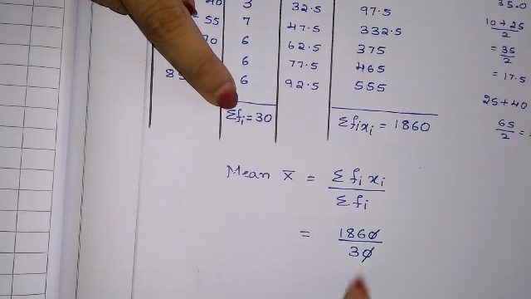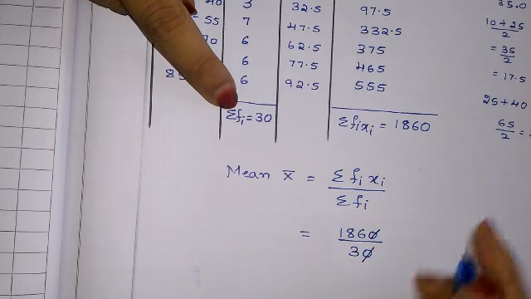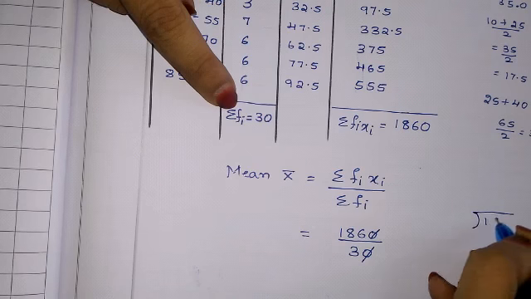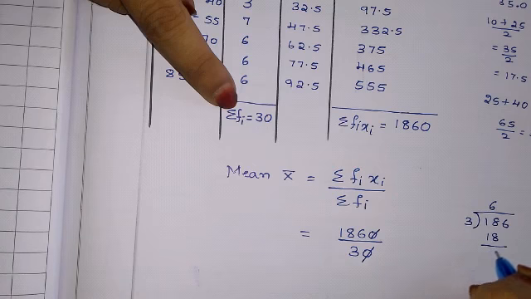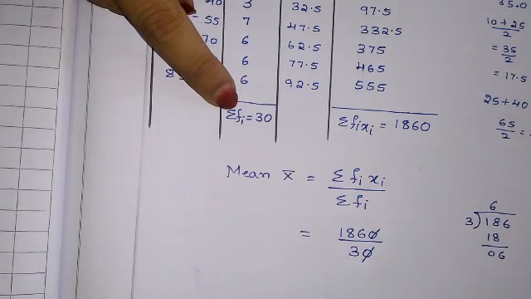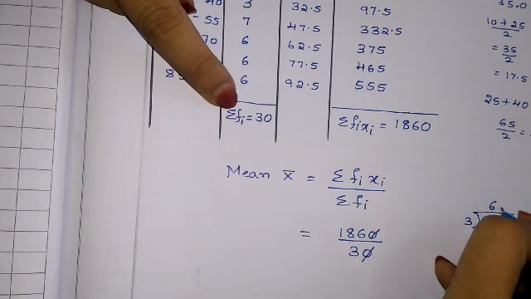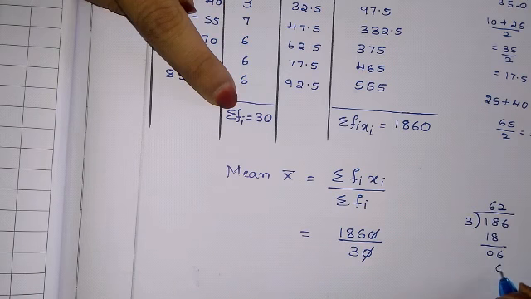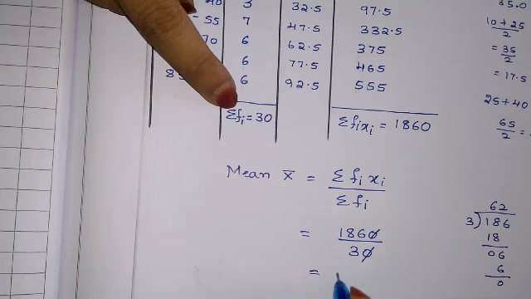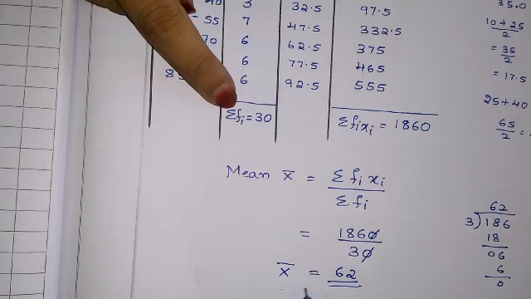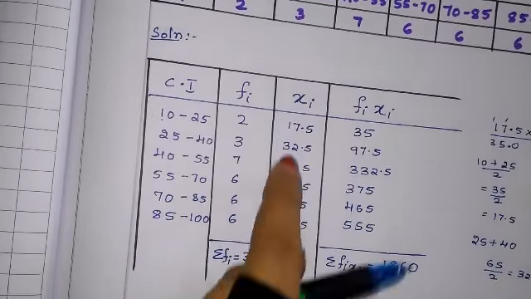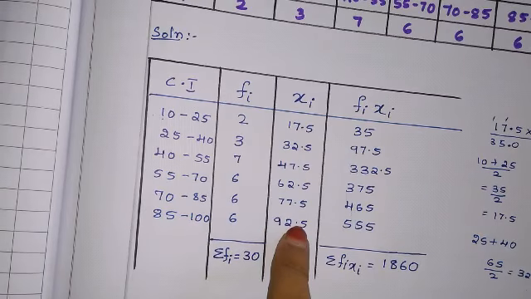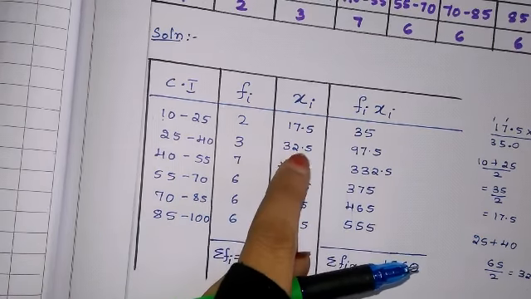The 0s get cancelled. 186 divided by 3. In this form you can do 186 divided by 3. 3 6s are 18, 6 remains. Then 3 2s are 6. So the answer is, mean is nothing but 62. These are very easy steps. Here we have got decimal numbers. Sometimes you get whole numbers also here.